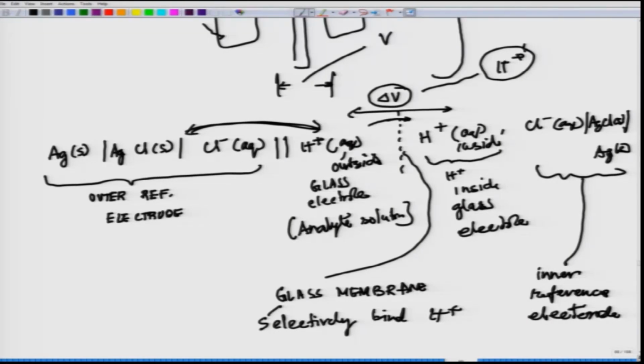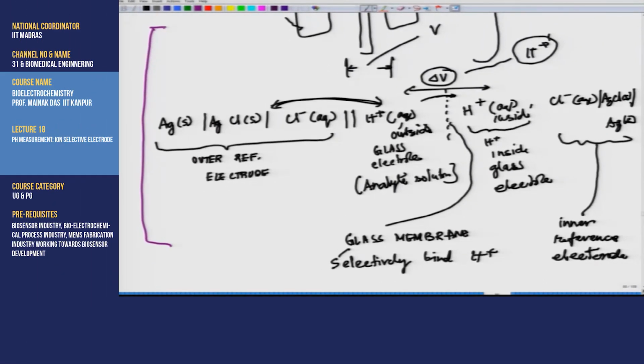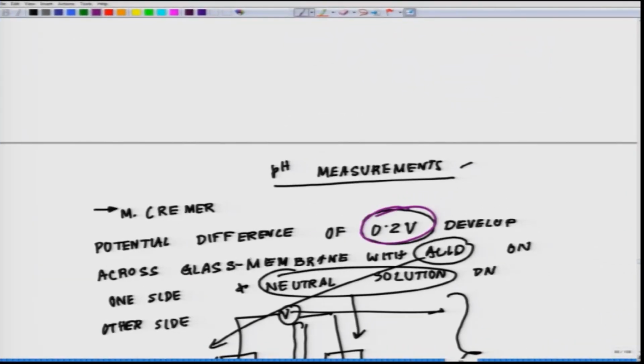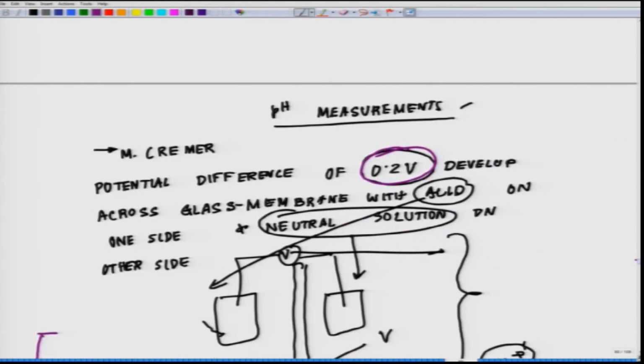So these are the kind of glass electrodes which have been used over the years for measuring the pH, figuring out the proton concentration, and this all starts with a very simple observation which dates back to 1906. A potential difference of 0.2 volt developed across a glass membrane with acid on one side and neutral solution on the other side.